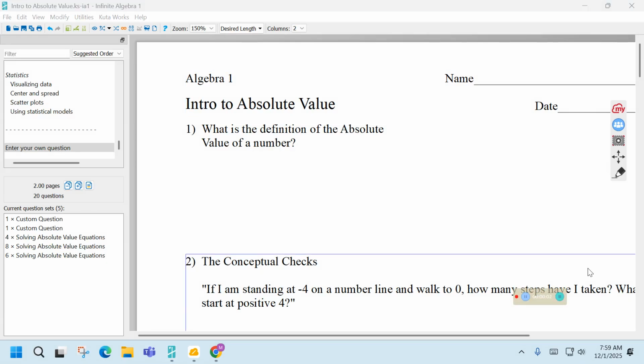All right, so in this video, we're going to go over absolute value. This is going to be an introduction to this new concept. And so we're going to start off with the definition of the absolute value of a number, okay? And then we'll break it down a little bit.